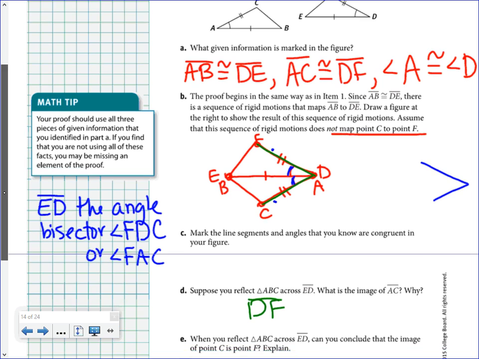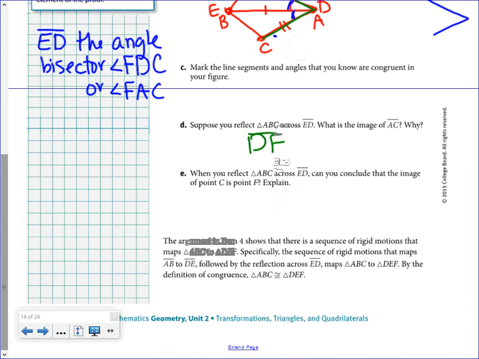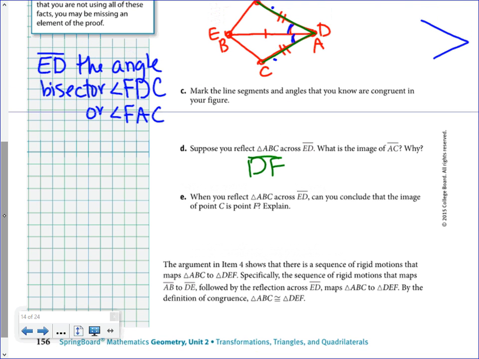So now let's look at E. When we reflect triangle ABC across ED, can we conclude that the image of point C is point F? And yes, we can. The reasoning, since the image of AC is DF, like we just said in part D, the image of point C is going to have to lie on DF.